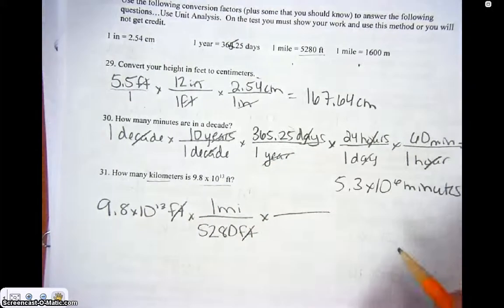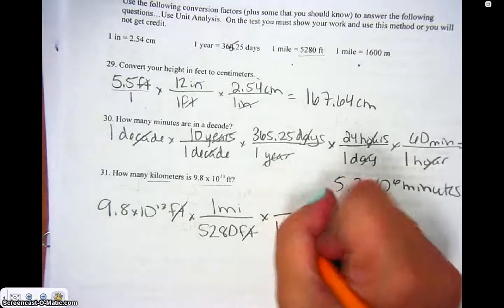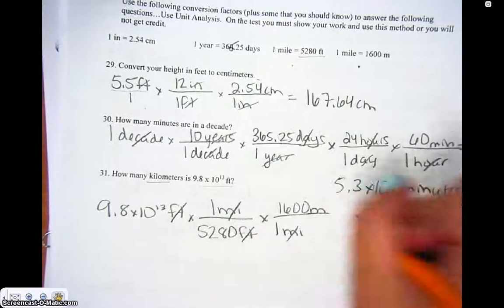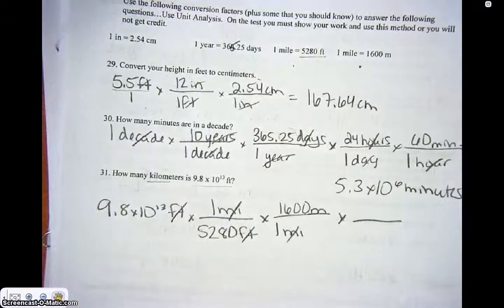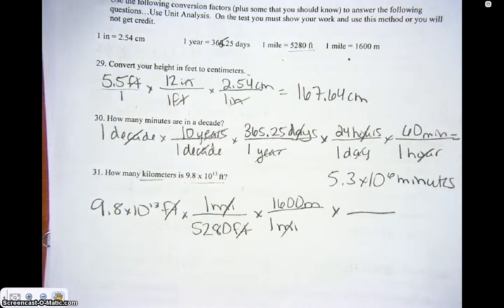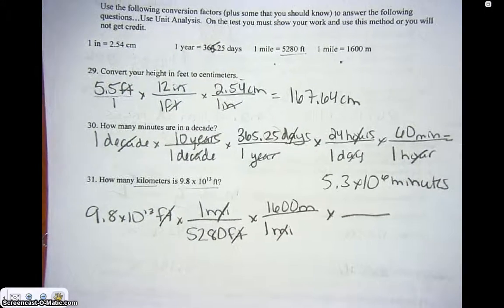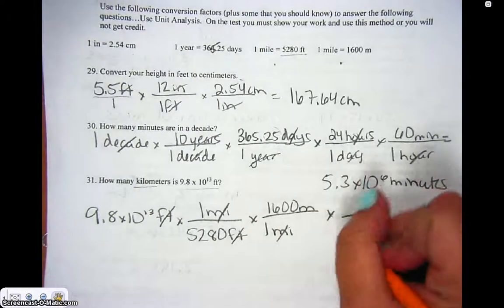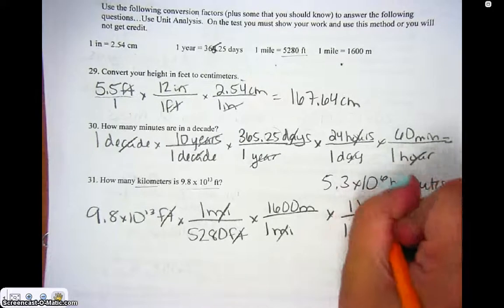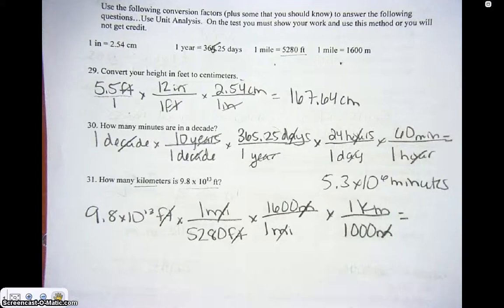Then I'm going from miles to meters. So 1 mile is 1,600 meters. Miles will cancel. And then I want to go from meters to kilometers. Note that that conversion factor isn't up here because we have learned about the metric system in this unit. So you should know how to make that conversion. And you will be expected to know how to make that conversion using unit analysis on the test, and I will not provide it to you. So we should know that there are 1,000 meters in 1 kilometer. So the meters will cancel.